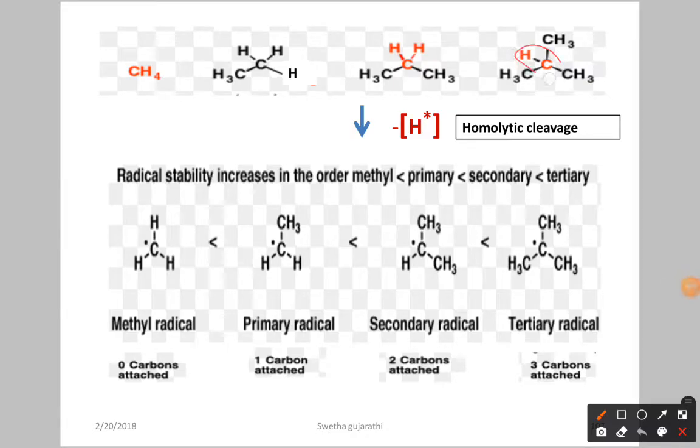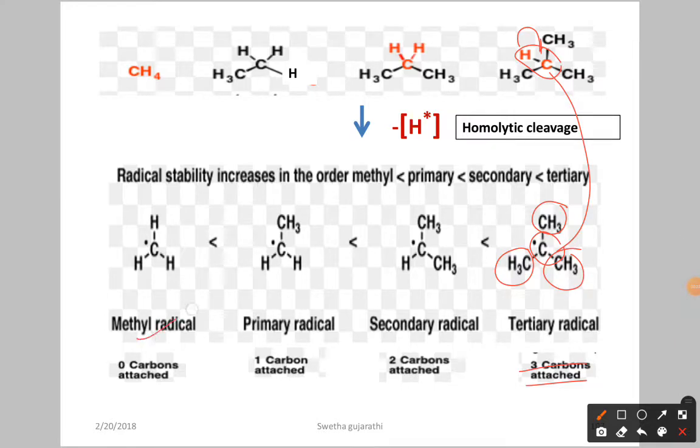Now focus on this carbon atom. Here, what happened? You are going to remove the H. That means on this carbon you are going to get one unpaired electron. This carbon is attached to 3 carbons, so this is called a tertiary radical or tertiary carbon. Why? Because it is attached to 3 carbon atoms.